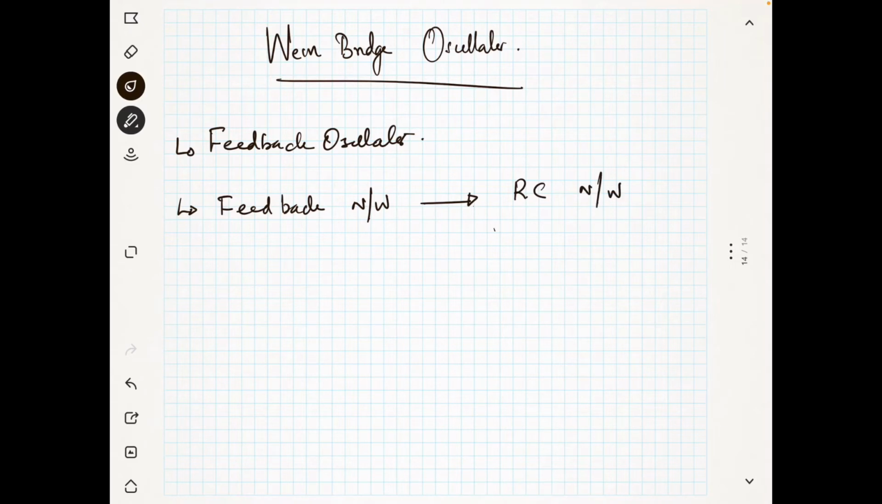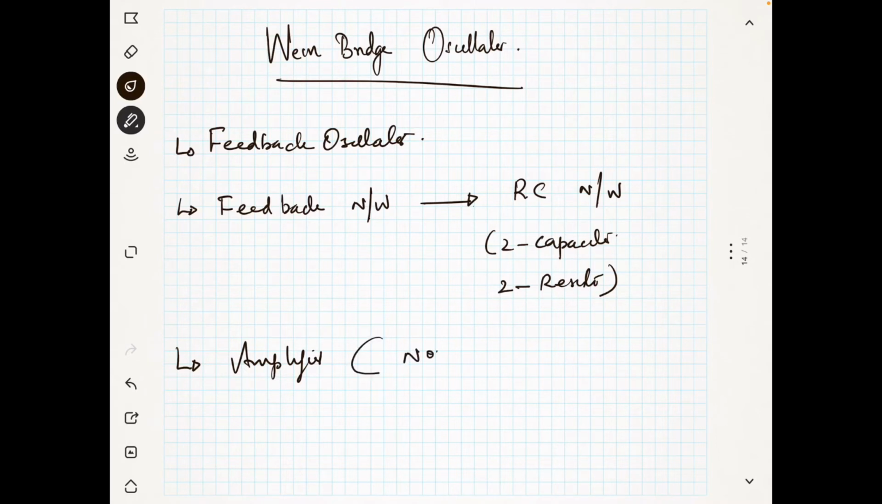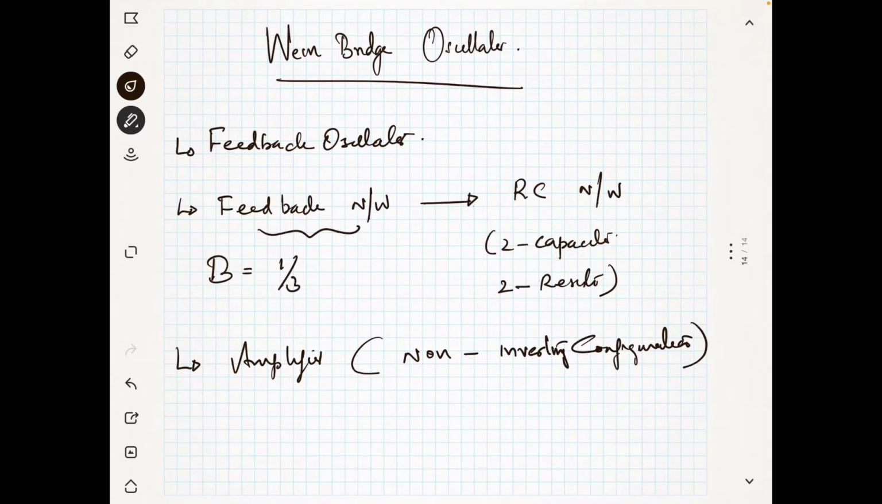and it contains two capacitors and 2 resistors in the feedback part. Okay, and you have an amplifier also. This amplifier is in non-inverting configuration. And the main property of this feedback network is that it has a gain B equal to 1 by 3 at frequency FR.